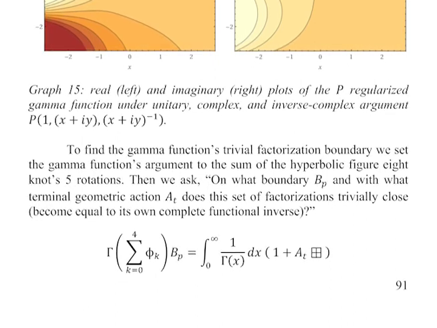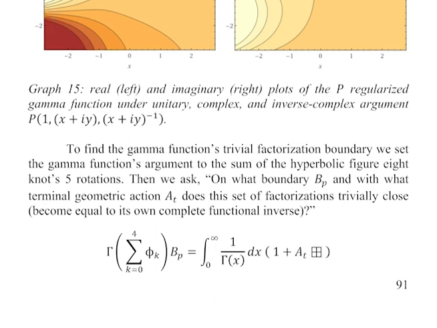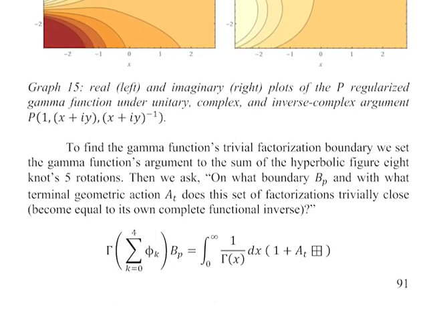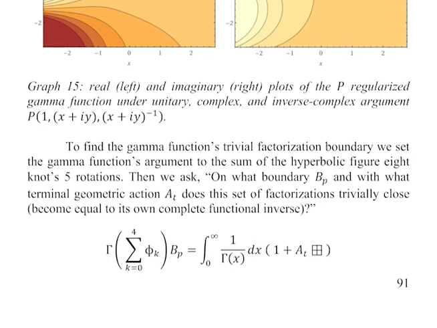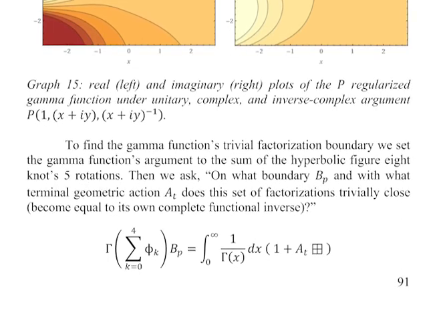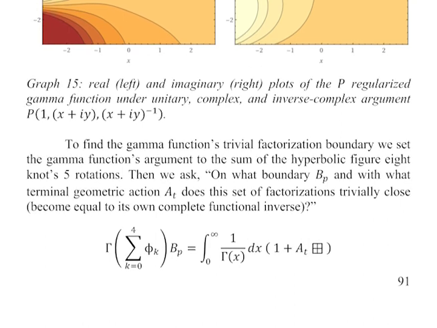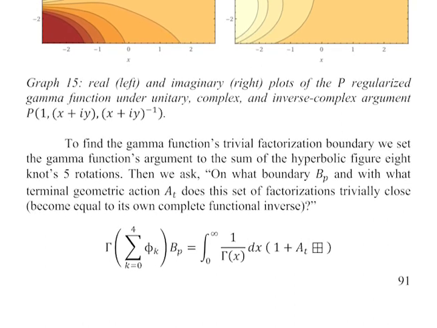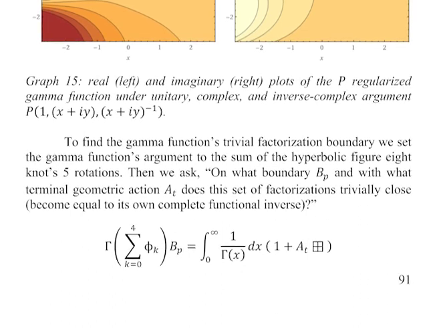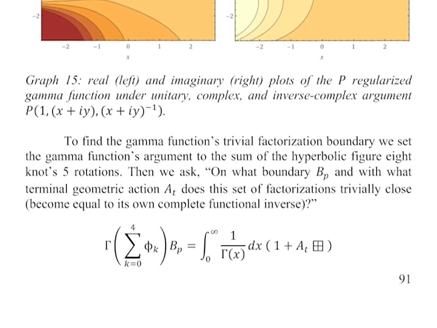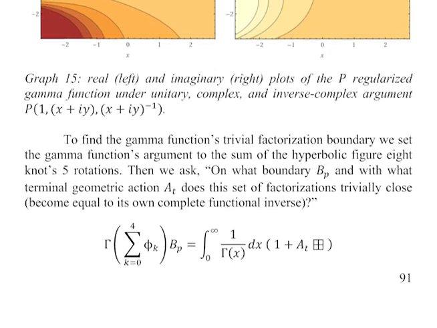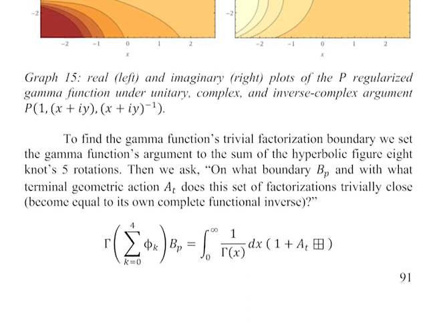We're going to set that to the ideal trivial possible way for it to be its own complete inverse as it reaches out. So it's going to be the integral from 0 to infinity of 1 over the gamma function dx, 1 over gamma x dx. So now we're asking the gamma function, all right, gamma function, we're going to give you the trivial five rotations. Put those as your argument, and we're going to ask you, what's the boundary in which that argument trivially self-closes?